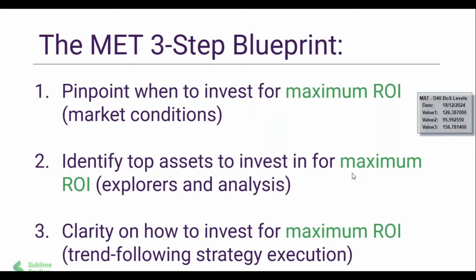Okay, so the MET is a 3-step blueprint. First, pinpoint when to invest for maximum ROI. That's for market conditions. For that, we use the S&P 500. Step 2 is to identify top assets to invest in for maximum ROI. That's where the explorers came in, and that 4-screen setup and the analysis came in to apply the 4PS method. And then step 3 is clarity on how to invest for maximum ROI. That's where the daily in the bottom right came in. Once the bars turned blue, the diamonds started appearing. We then had the entry points, the stop losses that we could place into our broker account. And then we had the commentary as well, helping us all the way through if and when you need guidance.